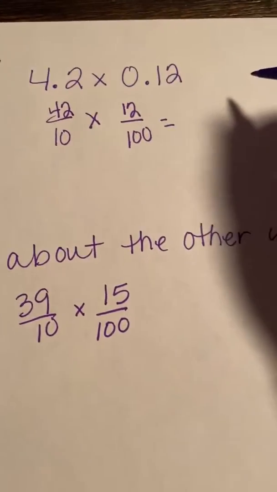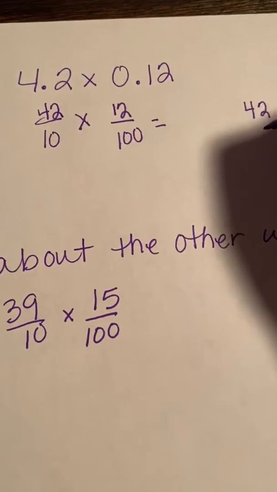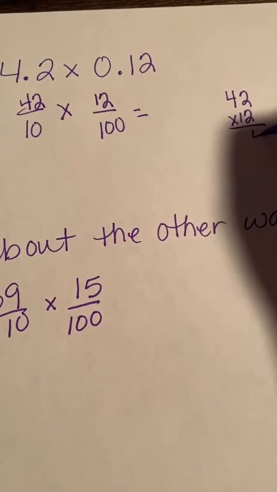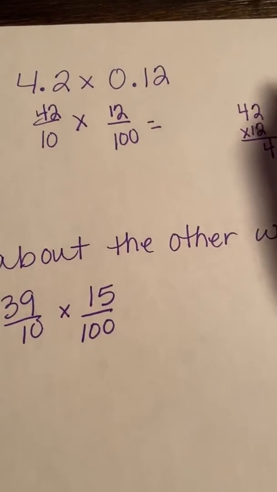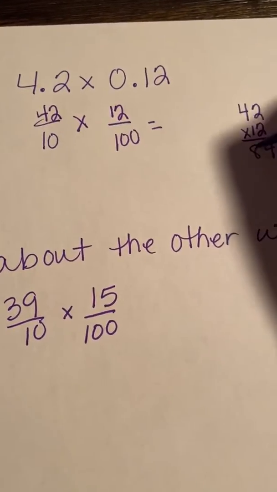So you know me, I would say use your paper, use your scratch paper. So go over to the side, do 42 times 12. 2 times 2 is 4. 2 times 4 is 8.